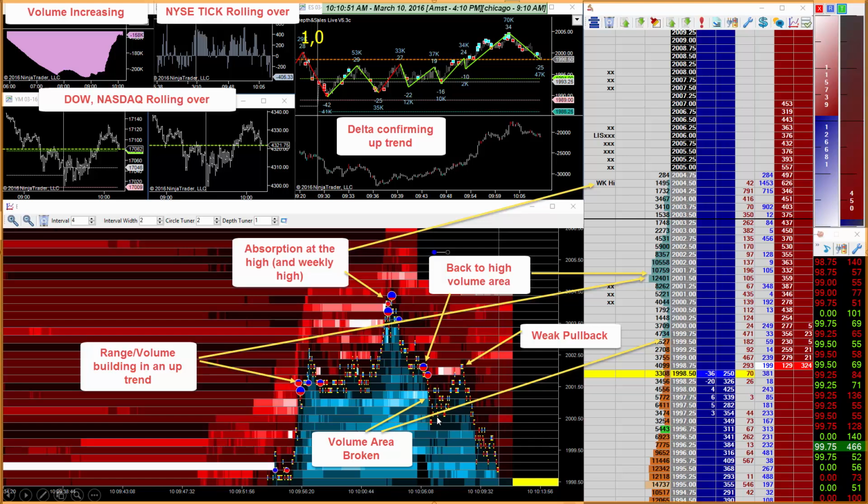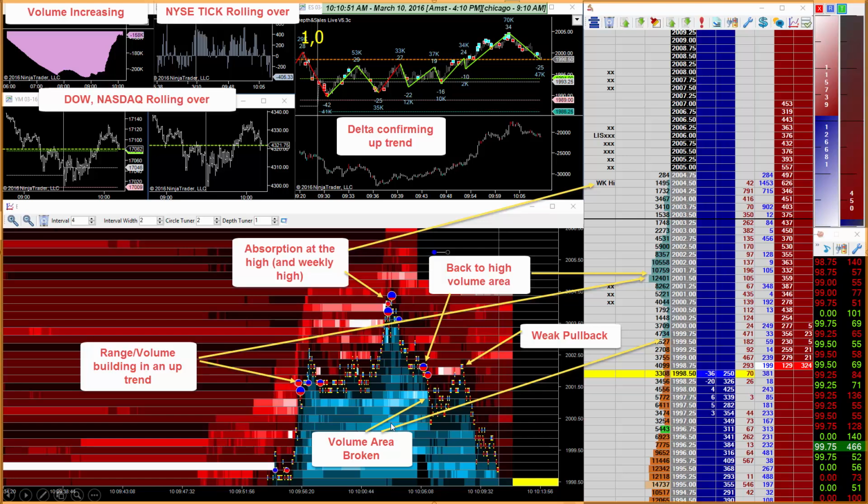Now we do break down to an area of high volume, and we can see the Dow, the Nasdaq moving off their highs, the NYSE tick starting to show signs of a stock market sell-off. And next we get this weak pullback. So where are we pulling back to? We're pulling back to this area where we traded the size before. And that gives us the last selling opportunity that's visible on this screen, although more pullbacks would occur later.